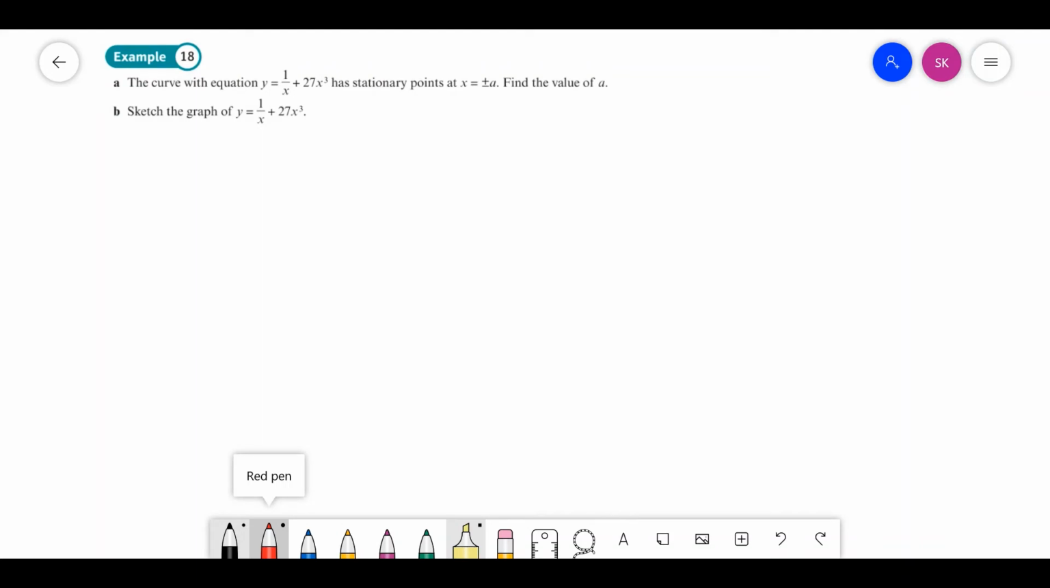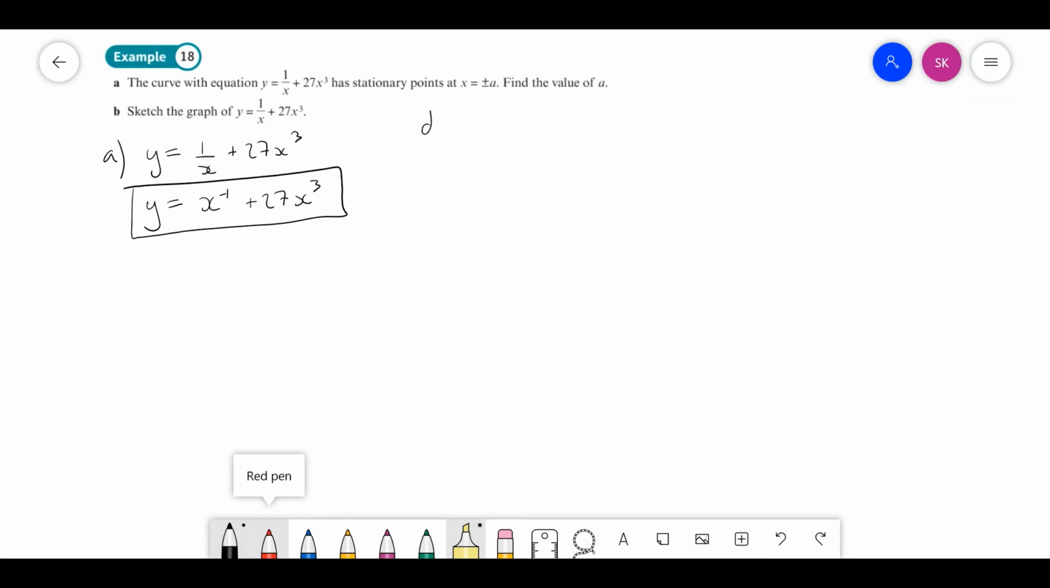So, this is basically asking us to find the stationary points, or find the x values of the stationary points. So for part A, I know that y equals 1 over x plus 27x cubed. So I'm going to rewrite it nicely so that it's easier for me to differentiate. Remember, 1 over x is the same as x to the power of negative 1. I'm now able to differentiate this. I'm going to do dy by dx equals negative x to the power of negative 2 plus 81x to the power of 2.